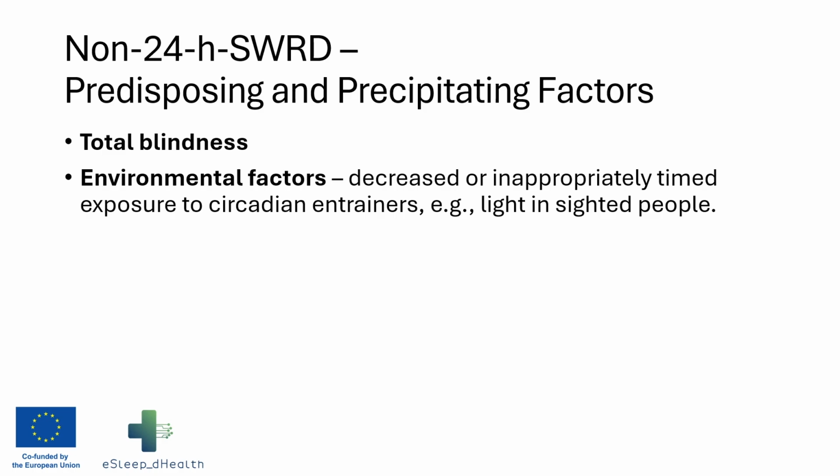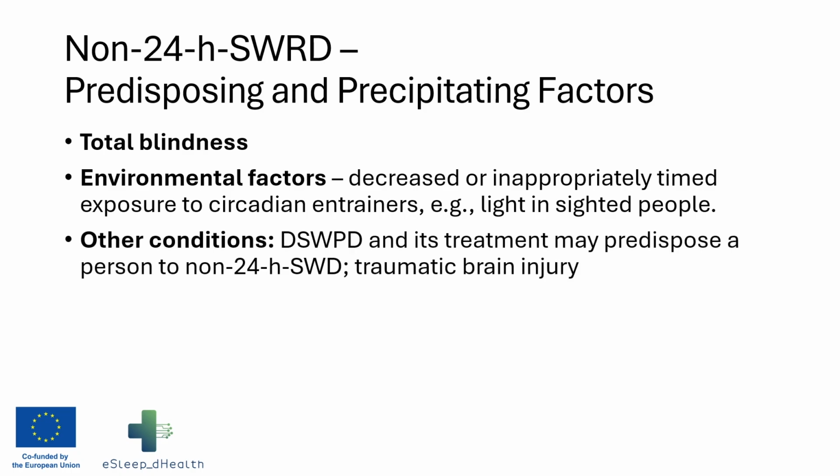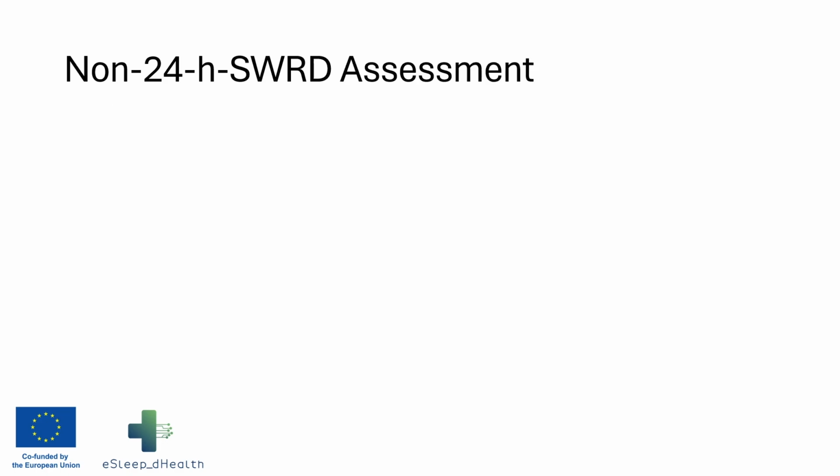Environmental factors may also contribute to this disorder, such as decreased or inappropriately timed exposure to circadian entrainers, such as light at the wrong times of day or not enough light during the day. And other conditions may also precipitate this disorder, such as delayed sleep-wake phase disorder, as well as its treatment. Traumatic brain injury also may contribute to this.